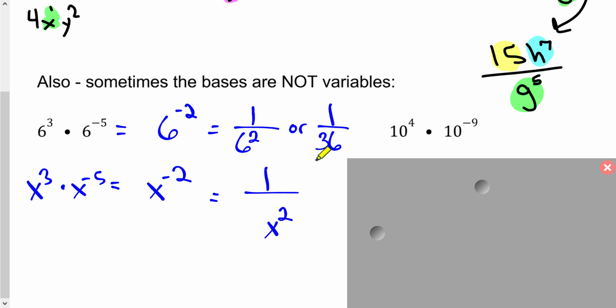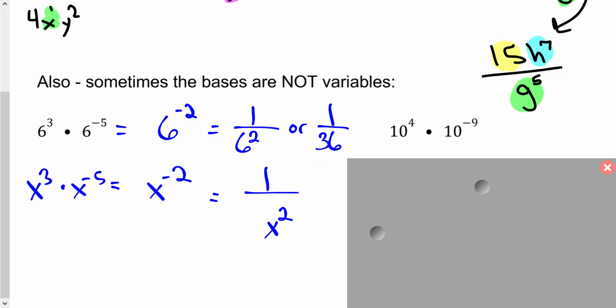So 6 to the negative second power is equal to a fraction, 1 over 36. So here's the question: is my fraction positive or negative? It's positive. So the negative exponent does not make the number negative, it just makes it teeny tiny small. It's another way of writing a fraction, guys. That's what all of these negative exponents are. It's just another way of writing a fraction.